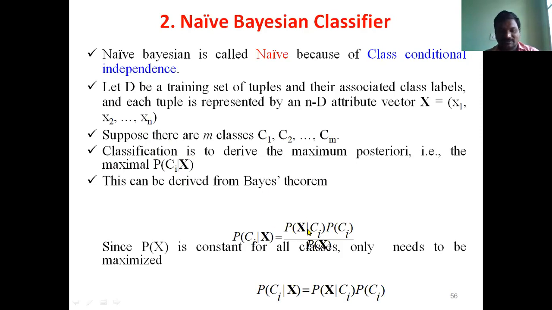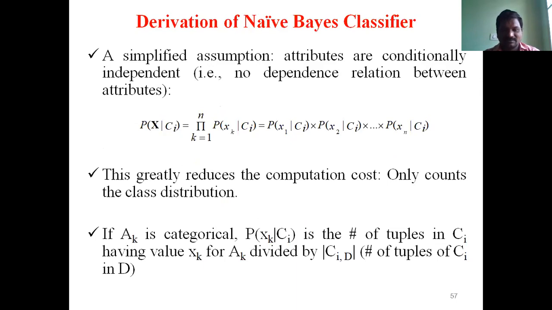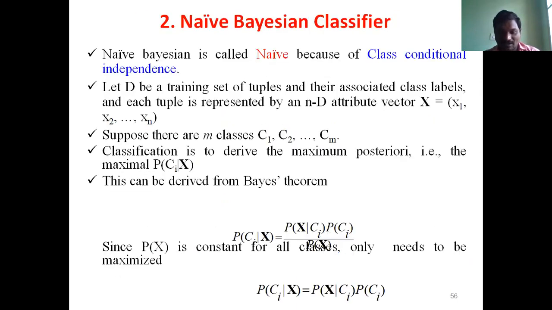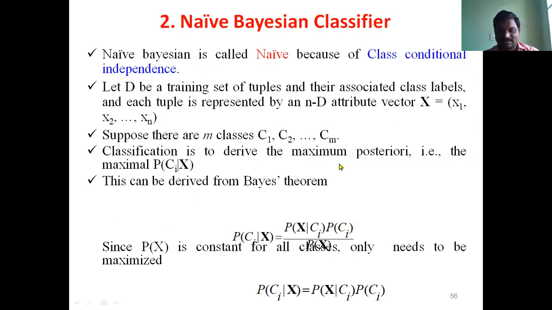How can you derive this information? From the Bayes theorem, probability of H given X is the same as before, but instead of H, I am taking the Ci value: probability of Ci given X equals probability of X given Ci into probability of Ci, divided by probability of X.